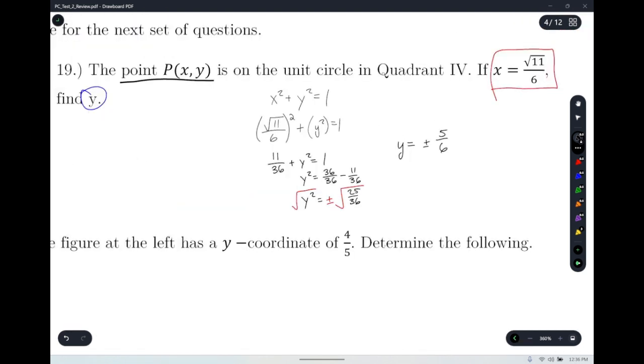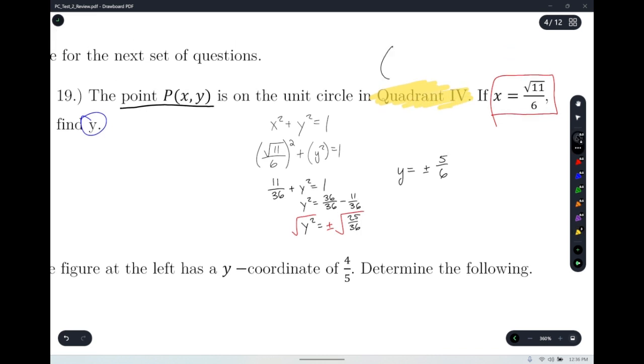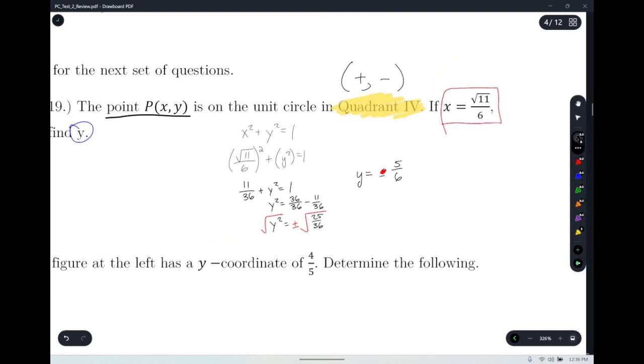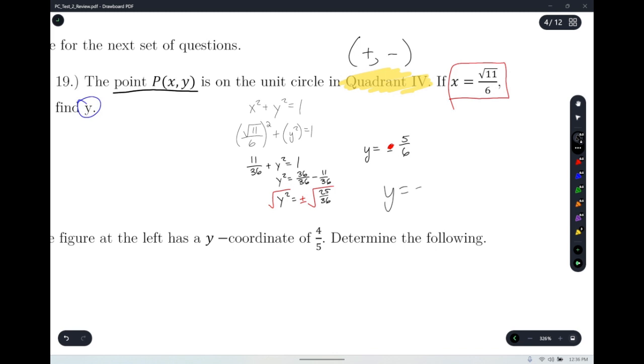But how do we know which one it is? Quadrant 4, every single time, is going to be positive, comma, negative. Boom, there's our answer. Our y value is negative. Kill the positive sign. There's our answer. y equals negative 5/6.